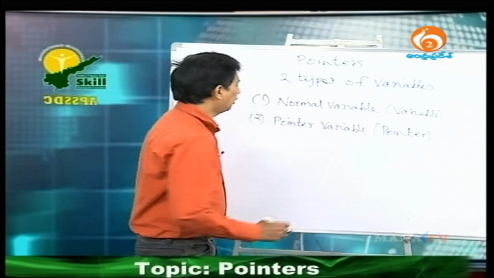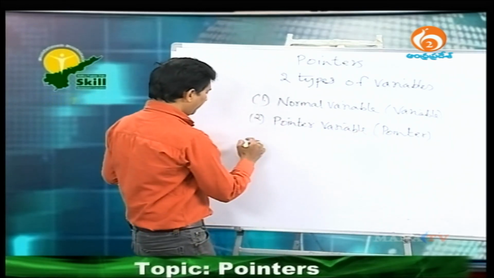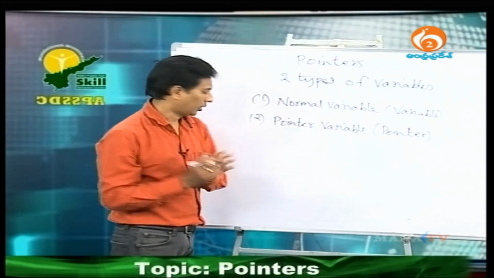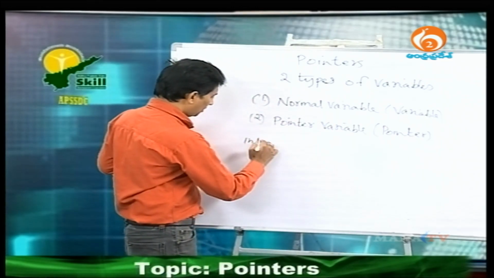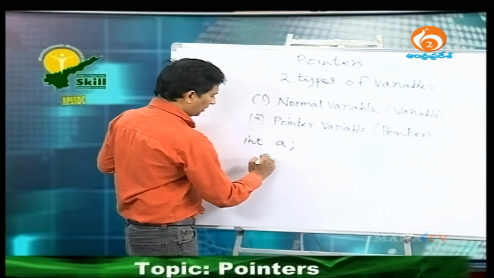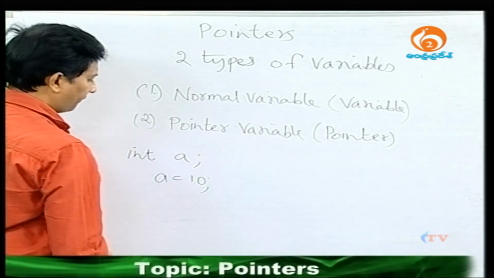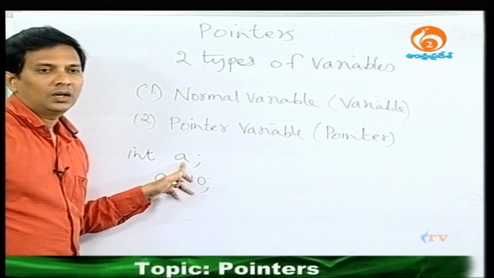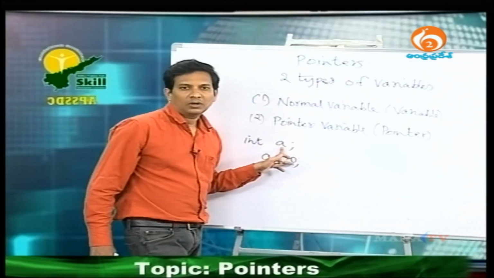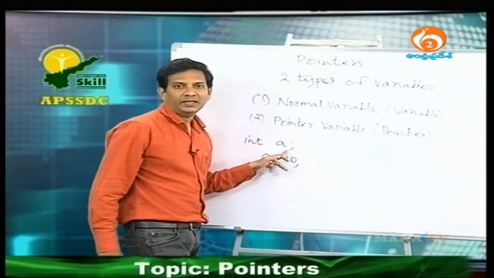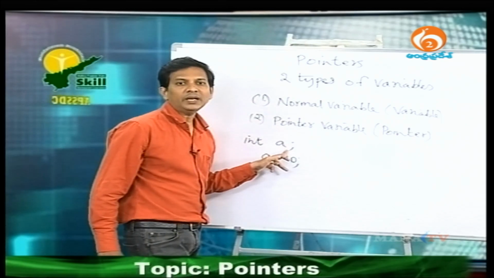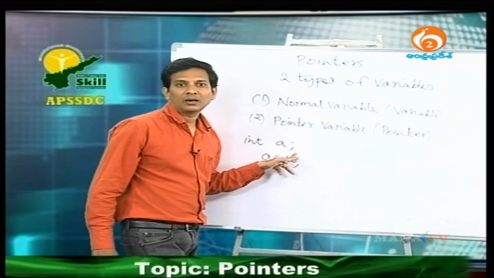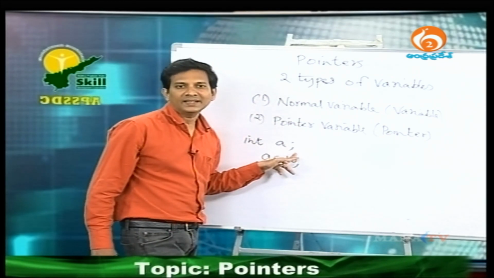So, what is a normal variable or variable? A variable can store only one value. A variable can store the data. Okay. For example, int a equal to 10. The meaning of this one is, here a is the variable of type integer. That means it is eligible to store only integer data.